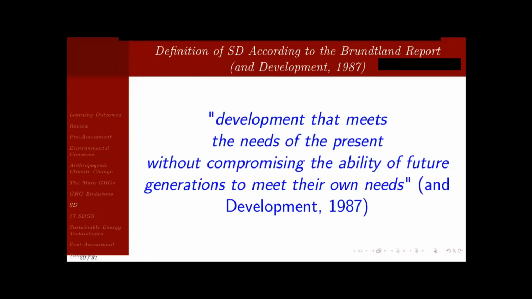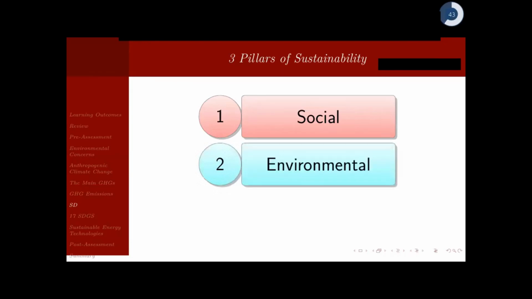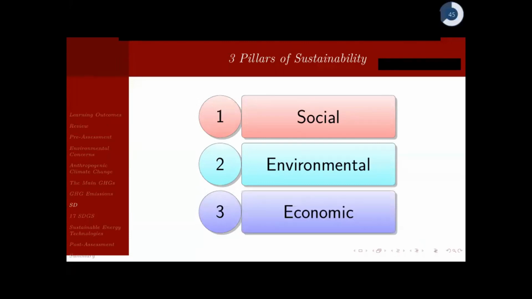And there are basically three pillars of sustainability: social, environmental. What is the third one? Who can tell me the third one? What is missing here? It should encompass everything. So it's encompassing society, environment, and economy. Thank you. And that's the third dimension, economy.